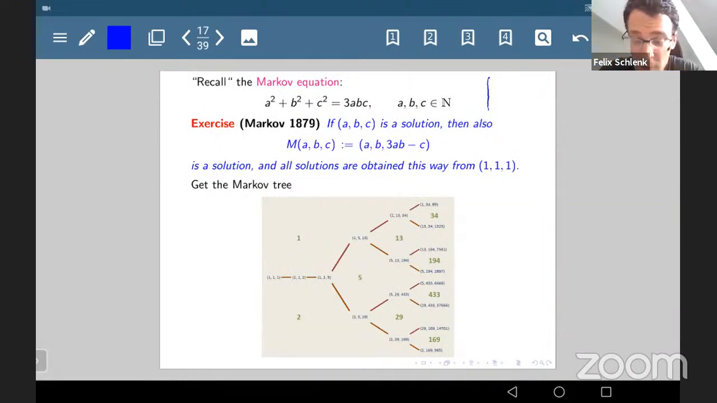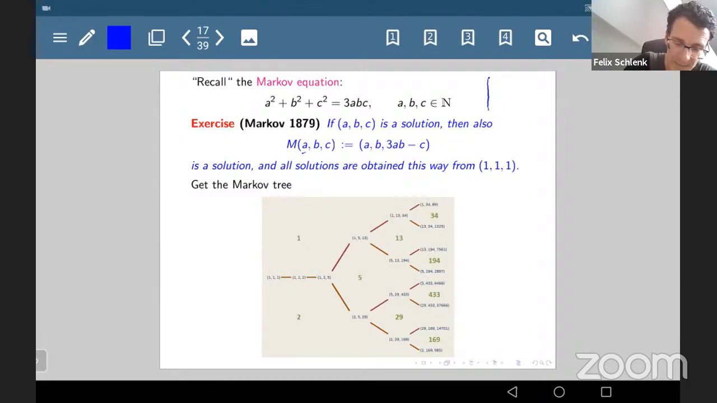So you take the Markov equation. It's the famous equation for natural numbers, positive integers. A squared plus b squared plus c squared is 3abc. It's order 2, order 3. It's a bit strange, but it comes up in many branches of algebraic geometry and number theory. And Markov, 150 years ago, proved, not quite, he classified the solutions. So the very elementary thing, but again, you have to observe it, is that of course 1, 1, 1 is a solution, right?